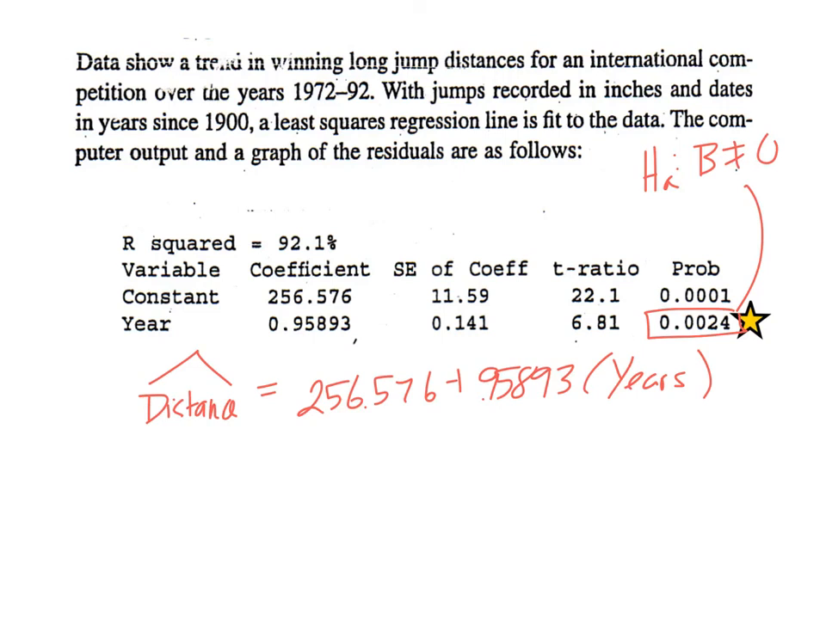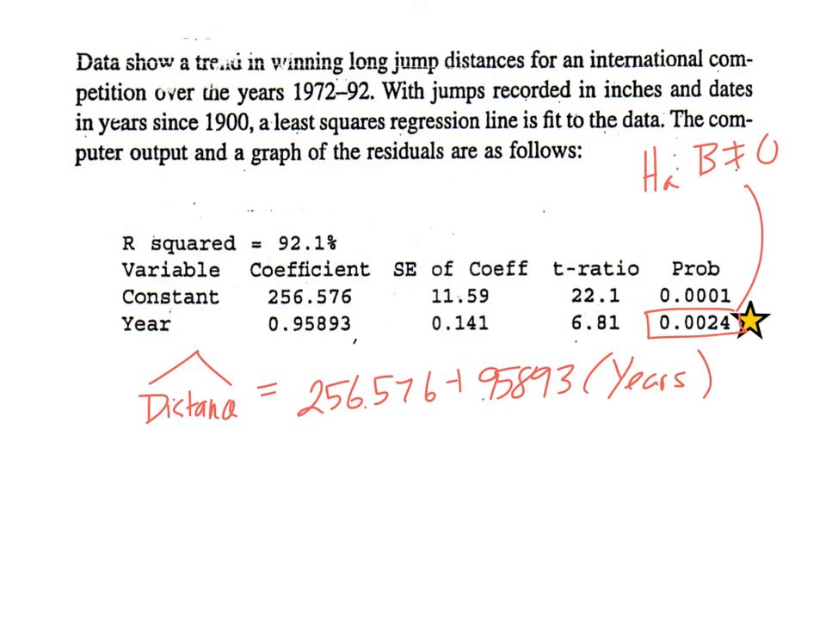So if you were going to run this test, you would say, well, there's a t-statistic of 6.81 with 19 degrees of freedom. The p-value is 0.0024, I would reject the null. All of the data you need is right here to run this hypothesis test.